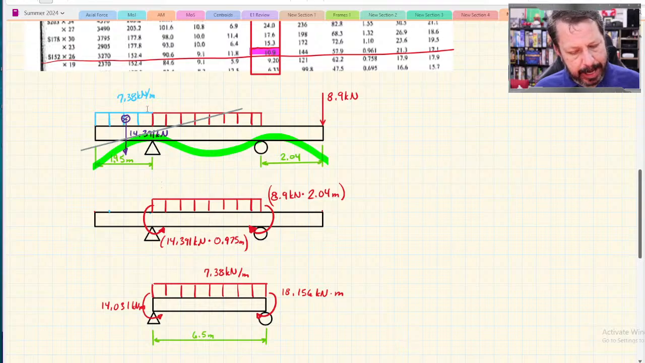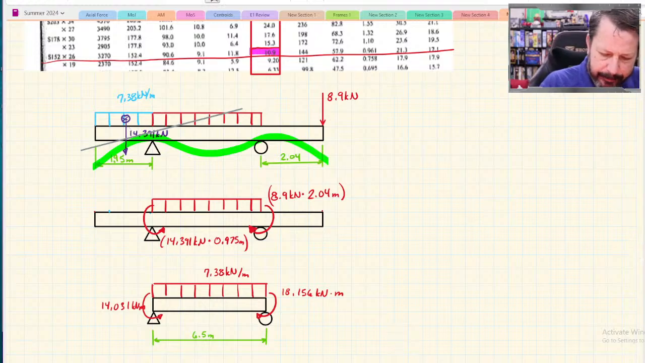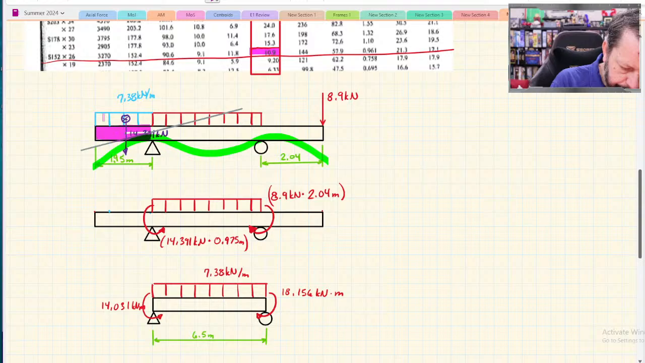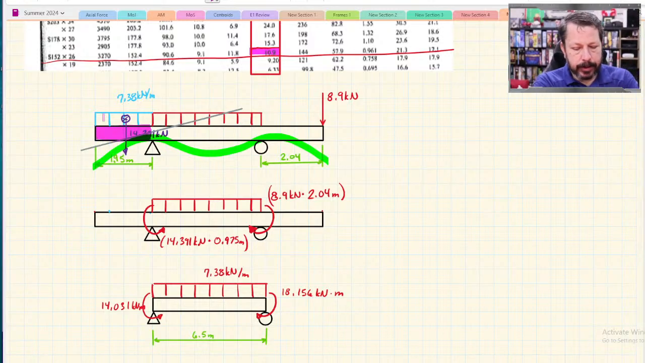Well, actually, I have to think about this one. I haven't worked this problem in a while. So this section we can model like a cantilever, and cantilevers have zero slope at the fixed part of it. So I think the pink section here does not contribute to the slope at B. I think it's only the distributed load and the point load.